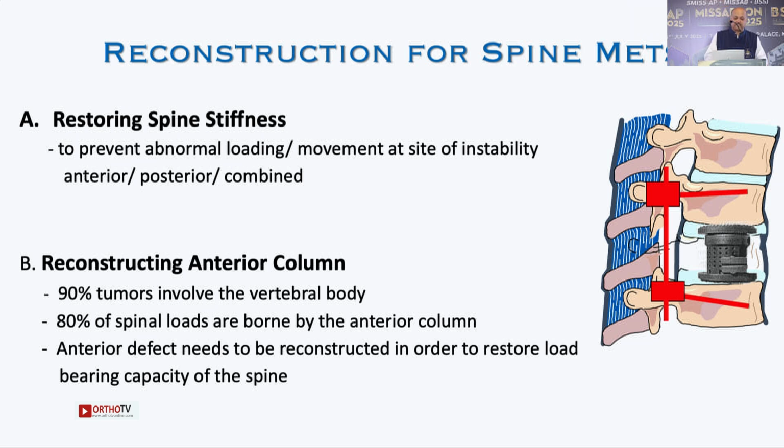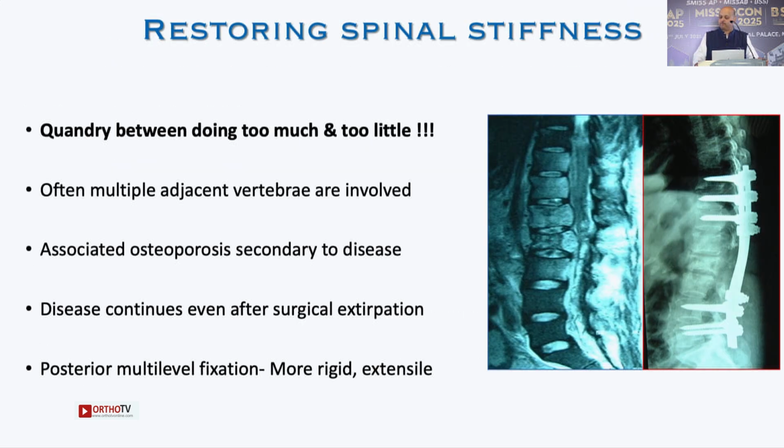In a tumor setting, the second aspect is dependent upon the amount of vertebral body collapse and destruction. We know that 90% of tumors involve the vertebral body, and we also know that 80% of the loads are carried by the anterior column, and therefore the anterior column has to be reconstructed in case it is damaged in order to restore the load-bearing capacity of the spine. So restoring spine stiffness, that is the instrumentation that you are doing.